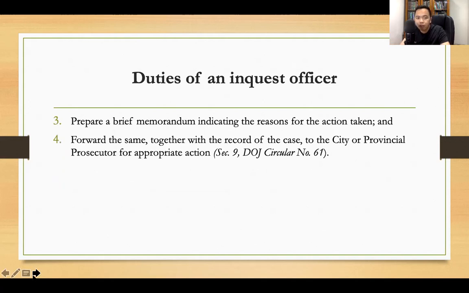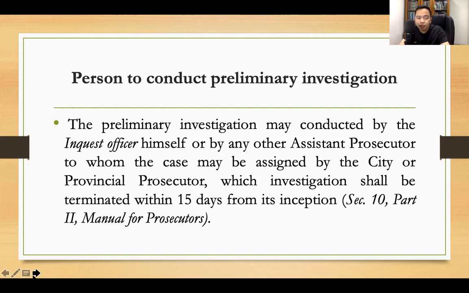He shall prepare a brief memorandum indicating the reasons for the action taken and forward the same, together with the record of the case, to the city or provincial prosecutor for appropriate action. Okay, so who are the persons allowed to conduct the preliminary investigation? The preliminary investigation may be conducted by the inquest officer himself or by another assistant prosecutor to whom the case may be assigned by the city or provincial prosecutor, which investigation shall be terminated within 15 days from its inception.